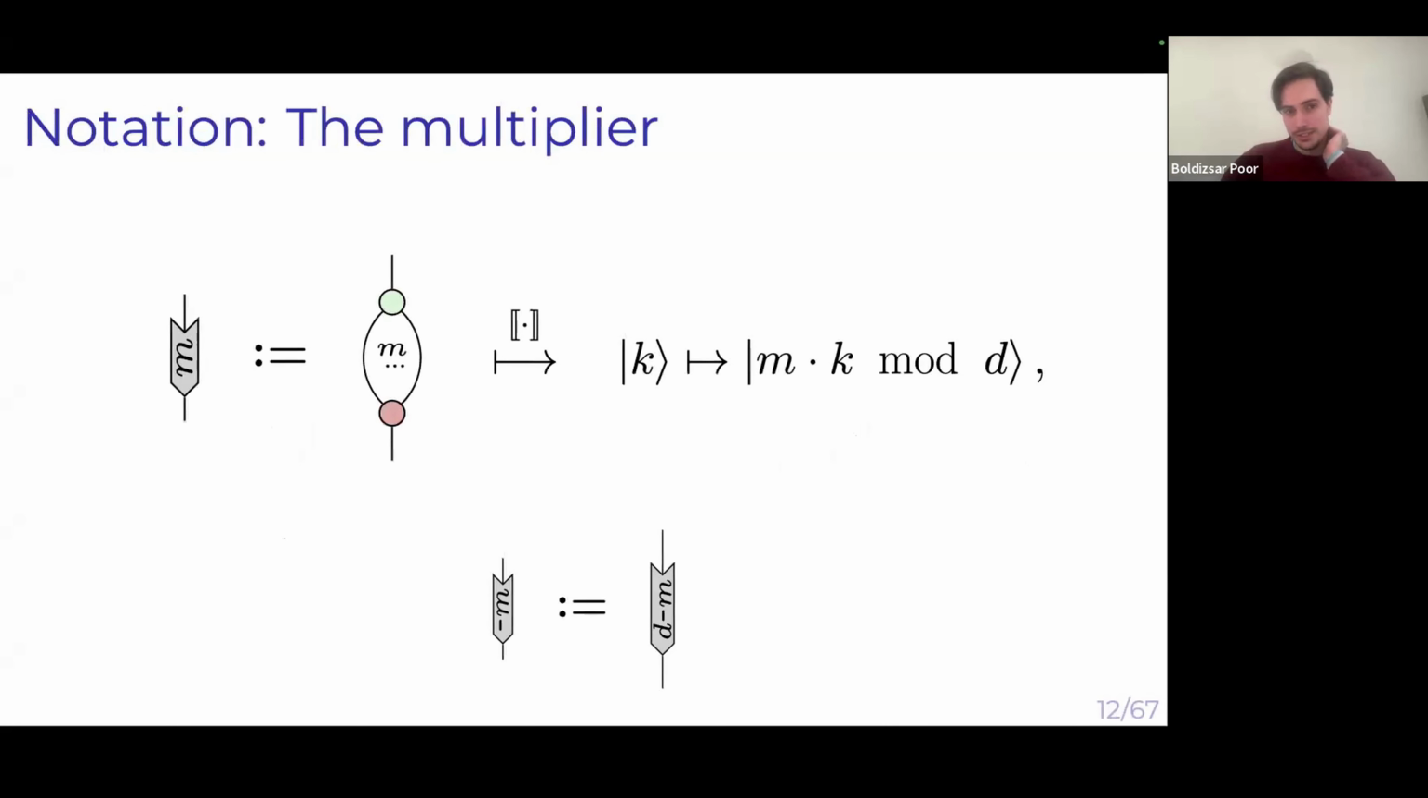And then here we will have a notation which we use quite extensively through the paper and also in this presentation. It's the multiplier. It's a very useful little gadget. So what it does is it maps any computational basis state k into m times k modulo d, if the label of the multiplier is m. And because of the Hopf law, we can define this multiplier modulo d. So in particular, if we have minus m, that would mean d minus m.